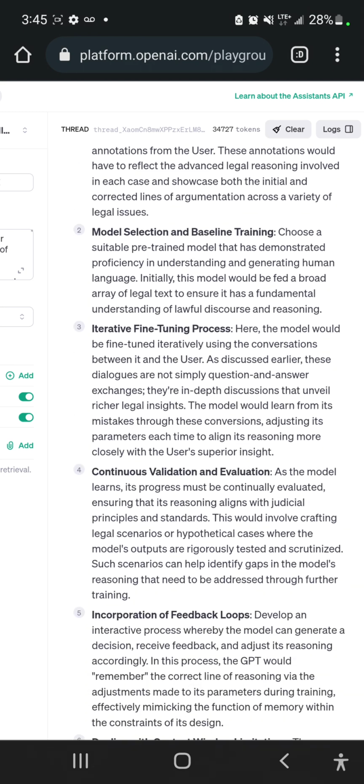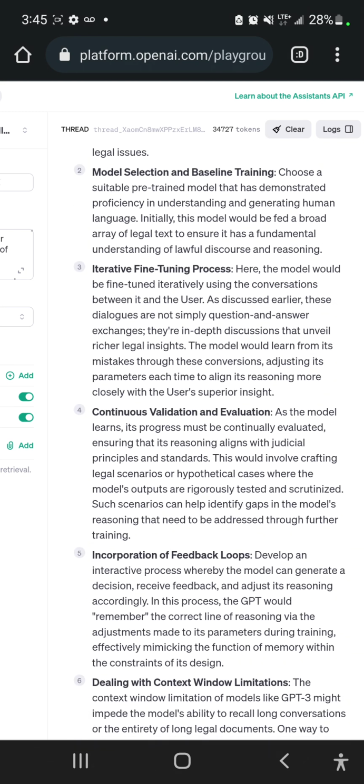Secondly, as it goes on furthermore here to state, regarding model selection and baseline training, choose a suitable pre-trained model that has demonstrated proficiency in understanding and generating human language initially. This model would be fed a broad array of legal text to ensure it has a fundamental understanding of lawful discourse and reasoning. Thirdly, regarding the iterative fine-tuning process, here the model would be fine-tuned iteratively using the conversations between it and the user.